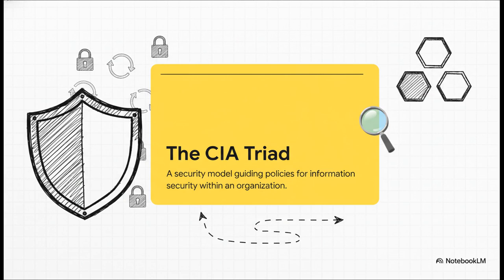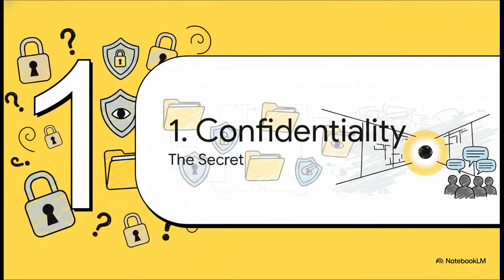Okay, so put simply, the CIA Triad is the main model that guides all the security policies inside any organization you could think of. It's really like the master blueprint for protecting information. So let's break down each of these pillars, starting with the C. First up, we've got confidentiality. Honestly, the easiest way to wrap your head around this one is just thinking about keeping a secret. It's all about making sure only the right people get to see the information.